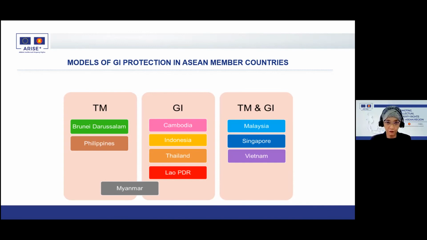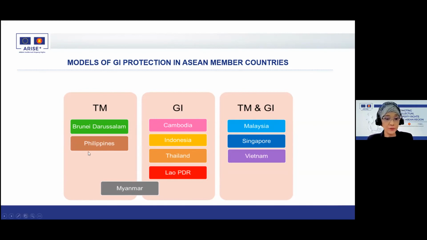So if a GI name has got reputation through use, the reputation can be regarded as a secondary significance, not the primary, because the primary has been gone. The secondary significance to be distinctive, thus it can be protected by trademark. So only GI with reputation, who has got a reputation, can be protected by trademark. Okay.